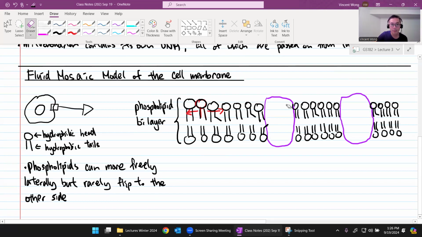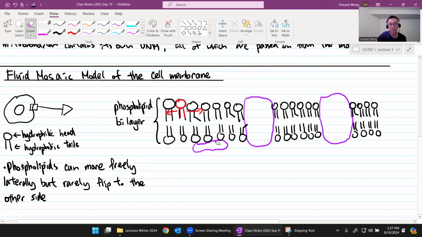Okay. Some proteins will span the entire cell membrane. It will go through the entire cell membrane. Others will just be attached either on the inside or on the outside. Okay, so these are membrane proteins. If it's just attached on one side, we call them peripheral proteins. If it spans through the entire cell membrane, then we call it an integral protein.